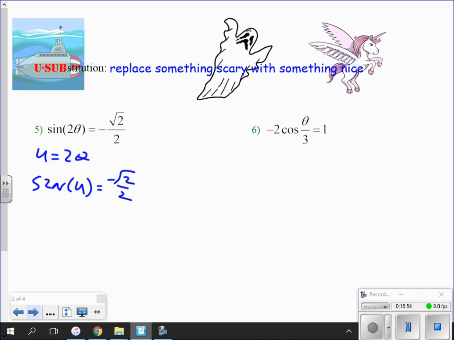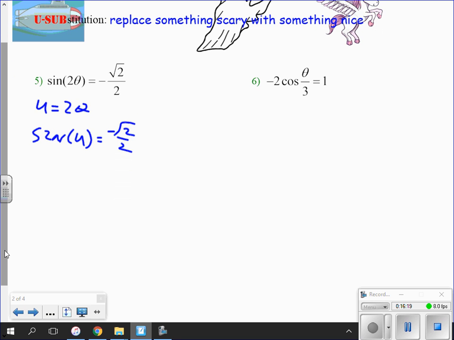Usually when you do something like this, it's whatever's in parentheses or inside a radical or something like that. That's what you'll be doing a lot of. Like I said, when you're doing it next year in calculus, it's a different reason for doing it, but it's the same concept. Okay, what values of U do I take the sine of to get negative root 2 over 2? Where does that happen on your unit circle? 5 pi over 4. So U equals 5 pi over 4. And where else? 7 pi over 4.